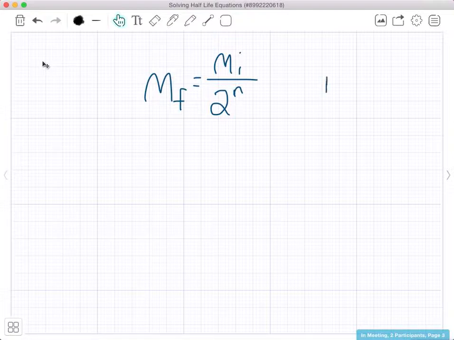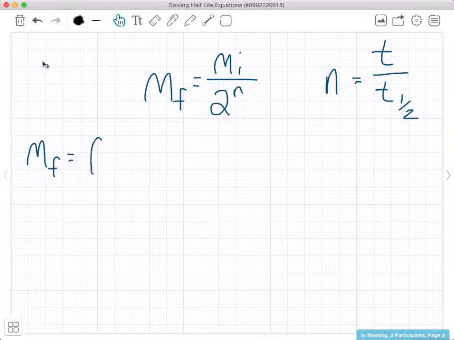Then we also have this equation, which allows us to calculate the number of half-lives. The number of half-lives is equal to the total time passed divided by T sub 1/2, which is the half-life length. I'll write all these down real quick for you guys.